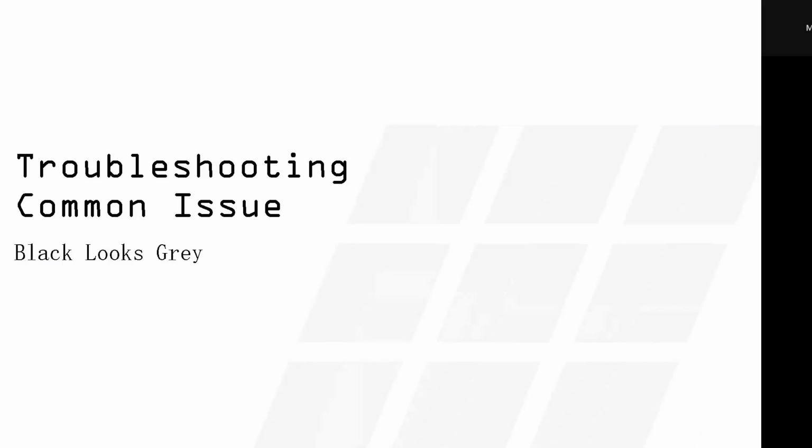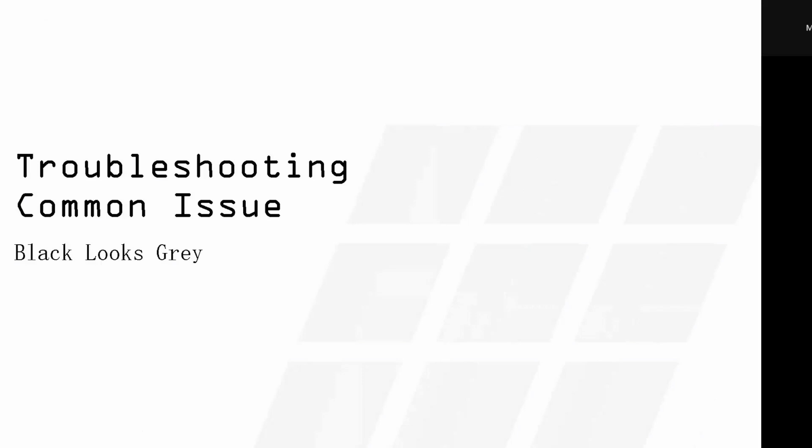Hi everyone. In this course, we are going to learn how to do the troubleshooting for the problem of black looks green. This is a common issue and you may have seen this before, more or less. When you play a black picture on an LED screen, it is not pure black, but green. The LED light is supposed to be off, but it's dimly lit.